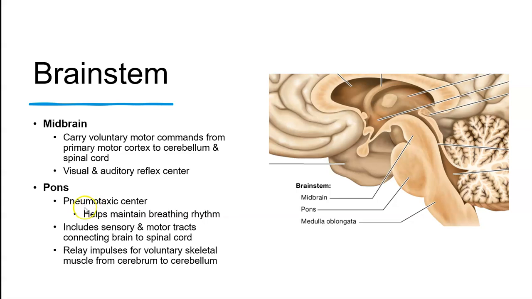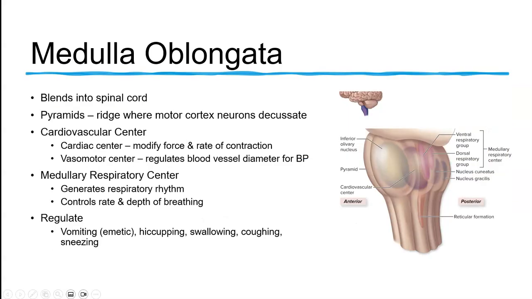Pneumo always refers to breathing. So this area helps us to maintain the rhythm of our normal breathing. It includes sensory and motor tracts that connect the brain to the spinal cord, and it also is a relay station, very much like the thalamus. It relays impulses from the voluntary skeletal muscle, or to the skeletal muscle, from the cerebrum and the cerebellum.